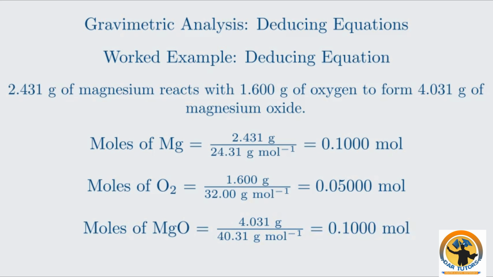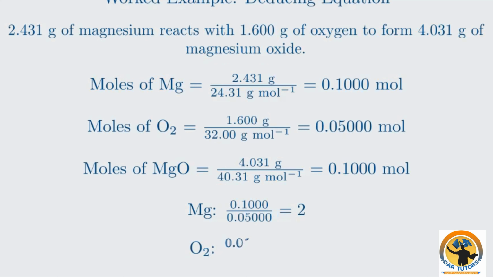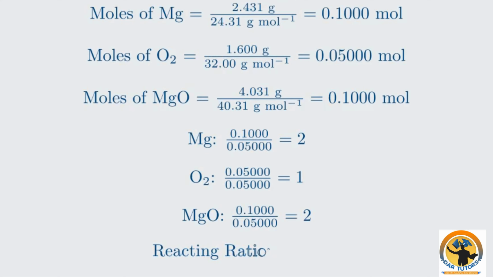The next step is to find the simplest whole number ratio by dividing each mole value by the smallest, which is 0.050 moles. 0.1000 divided by 0.05000 is 2. 0.05000 divided by 0.05 is 1. And 0.1000 divided by 0.05 is 2. The reacting mole ratio is 2:1:2.